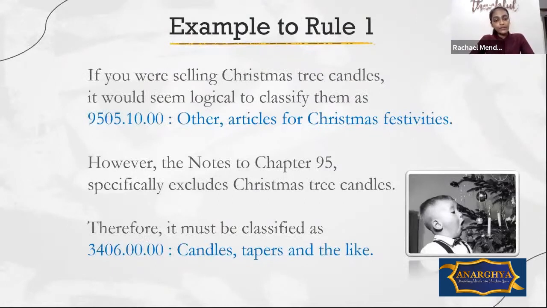There's an example here. If you were selling Christmas tree candles, one would logically classify them under the 9505 heading, which reads other articles for Christmas festivities. But if you read the notes to chapter 5, it specifically excludes Christmas tree candles. So in that case, as per rule 1, you have to adhere to the chapter notes, and therefore you will be required to classify this product under the heading which reads candles, tapers, and the like.